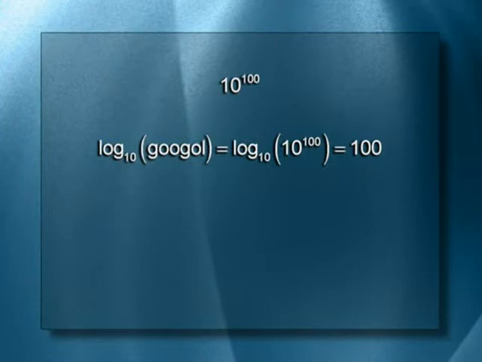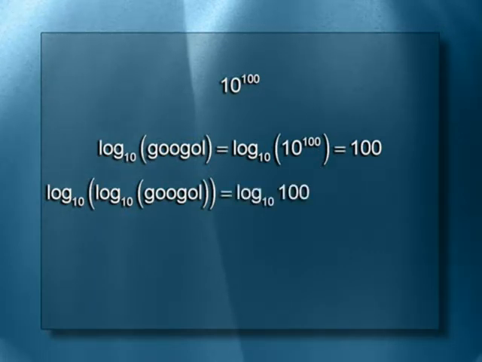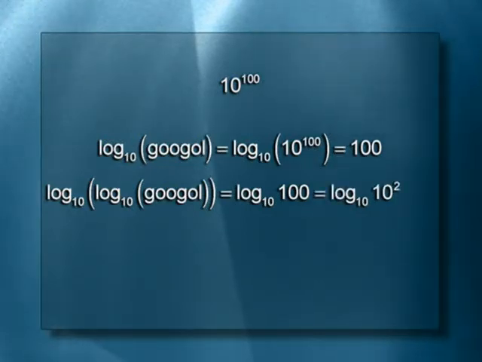Okay, let's log it again. Let's log the logarithm of a googol. Log. What do we get? Well, we get logarithm of the answer we just obtained. So it's logarithm base 10 of 100, which is 10 squared. And now again, we have that cancellation, and the answer is 2.